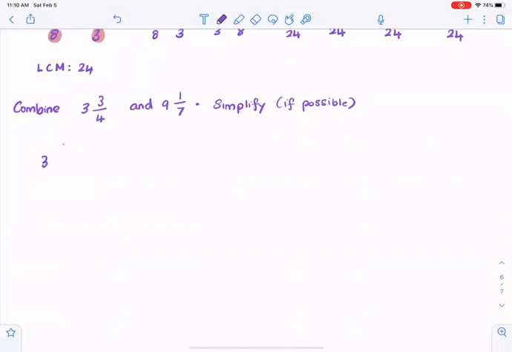So I have 3 and 3 over 4. Want to write it as an improper fraction. 4 in the denominator. 3 times 4 is 12. 12 plus 3, 15. Then 9 and 1 over 7. 7 in the denominator. 9 times 7, 63. 63 plus 1, 64. We've got to add those two.